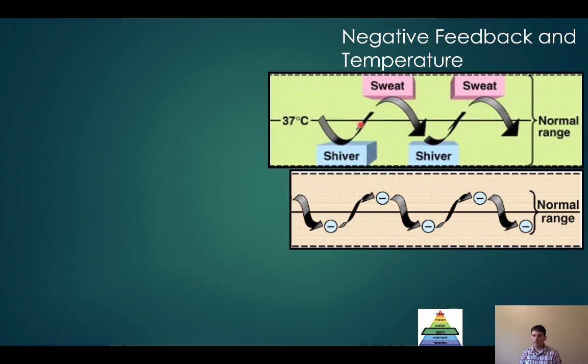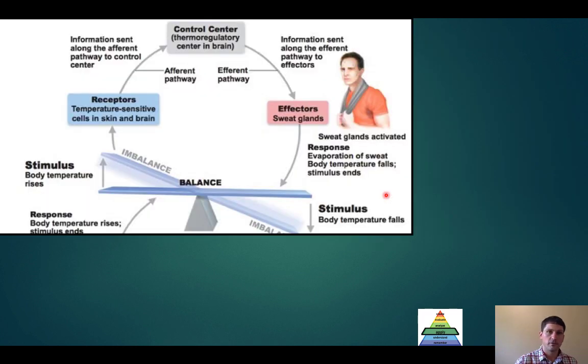If you go outside and you're walking around or you're running or you're at the gym, you start to sweat, and that sweat then cools off our body through evaporation. And so again, your body temperature goes up. You are sending a stimulus to your control center through an afferent pathway. Control center then sends a signal to your effectors to turn on your sweat glands, and that is going to bring your body temperature back down. So again, it's a negative feedback because we are shutting down that original stimulus.